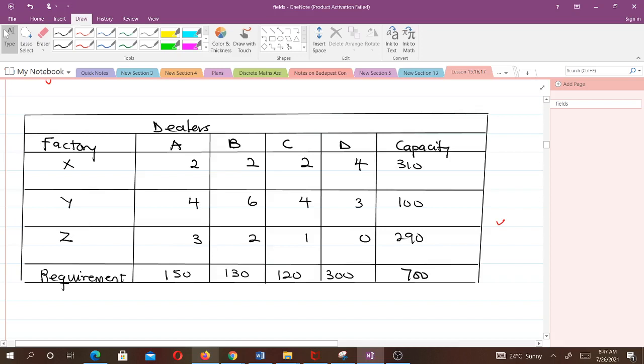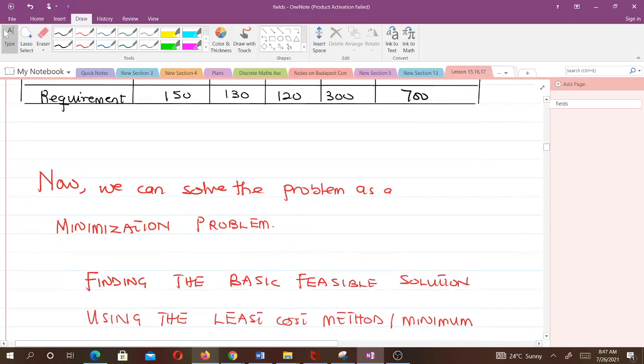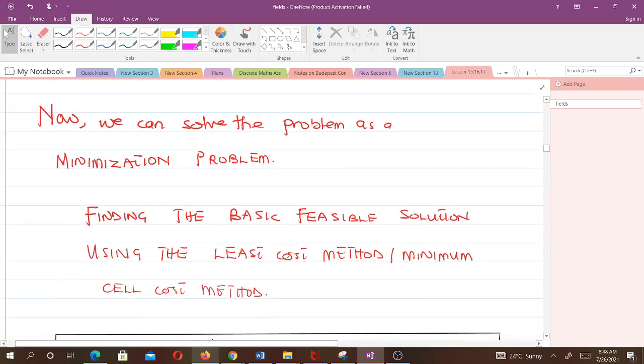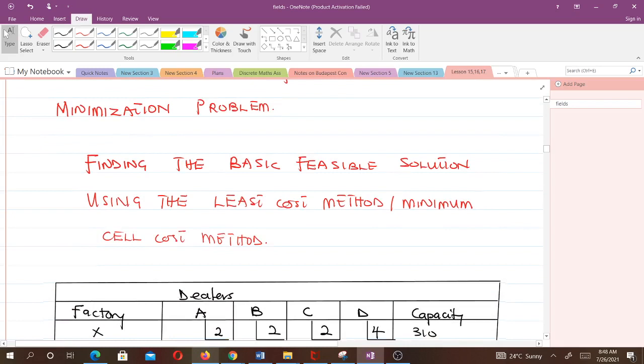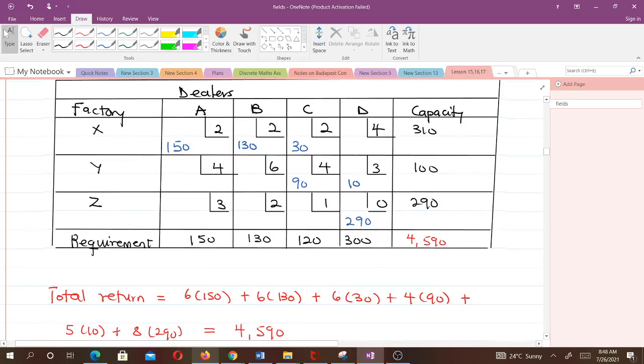Let's try to solve the problem now as a minimization one because we've been able to convert it. We first have to find the basic feasible solution, and we are going to use the least cost method, or minimum cell cost method, to do that. When we do that, we are going to get this here. We do the assignment to the ones with the least cost. We started with this one, 290, and we have to make sure that all the column and row rim requirements are satisfied. So this is what we get here.